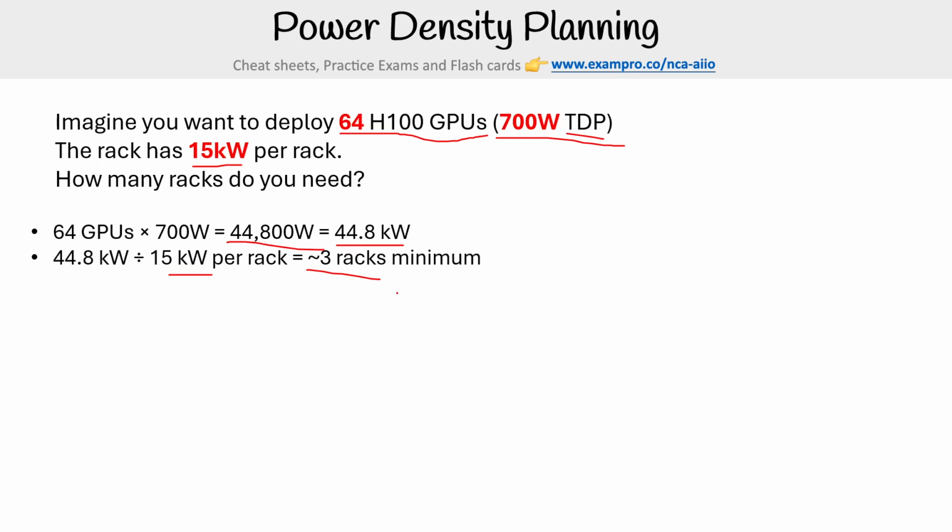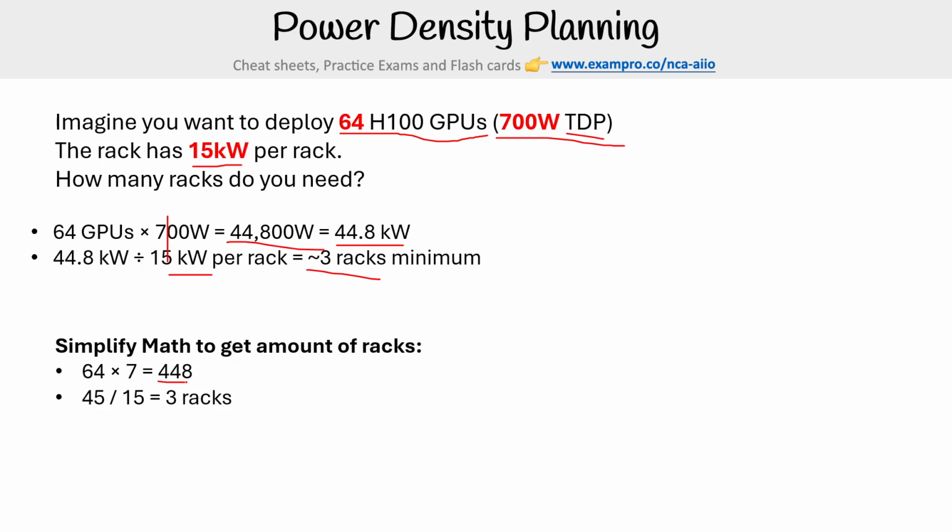Okay, but that math can be hard to do on the fly. So if you need to simplify it, simplify it. So we have 64, and we'll just make it a 7 here. That will give us 448. We'll move it over, so it becomes 450, rounding it up. And then when we shift it over, it just becomes 45. 45 divided by 15. And if you want to round down or round to the closest, we have 3 racks.